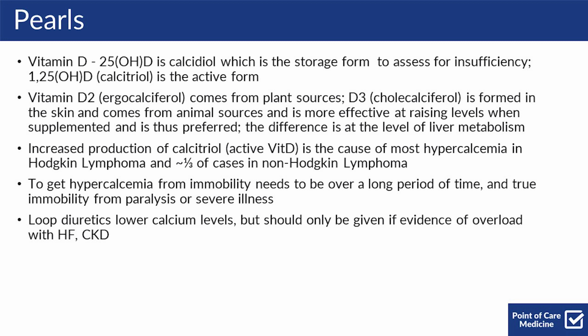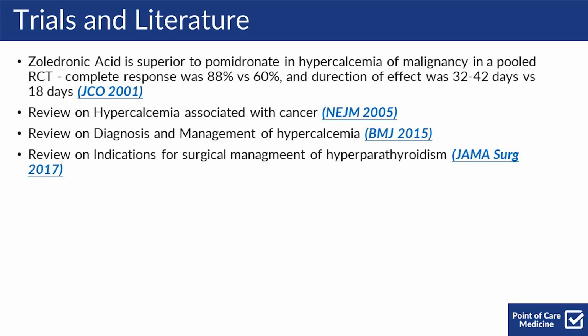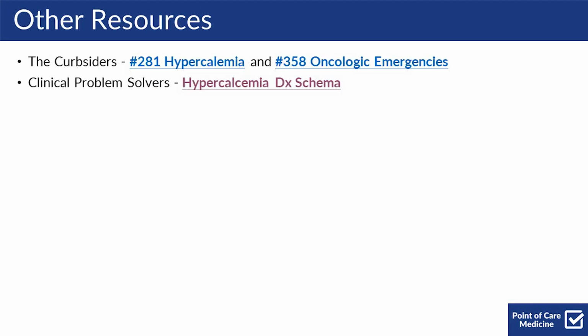not just to lower the level of calcium. In terms of trials and literature, we'll link off to the one that we talked about showing that zoledronic acid is superior to pamidronate in hypercalcemia of malignancy, and also a few different articles that review hypercalcemia associated with cancer, as well as the diagnosis and management of hypercalcemia. Some other resources you can look out for are the excellent podcast by the Curbsiders. They have one on just hypercalcemia, and they have one on oncologic emergencies where they touch a little bit on hypercalcemia of malignancy. And as always, the Clinical Problem Solvers has an excellent diagnostic schema to think through hypercalcemia.